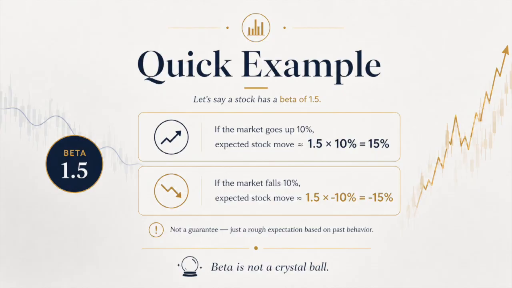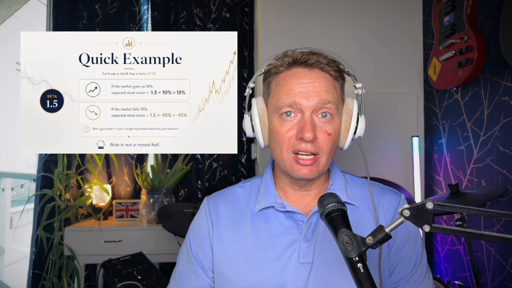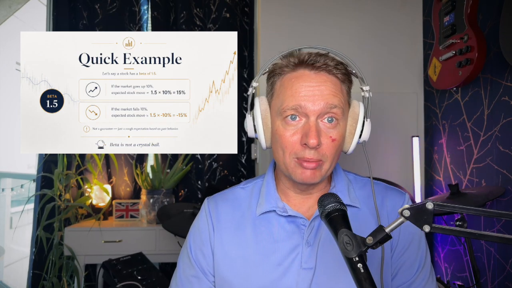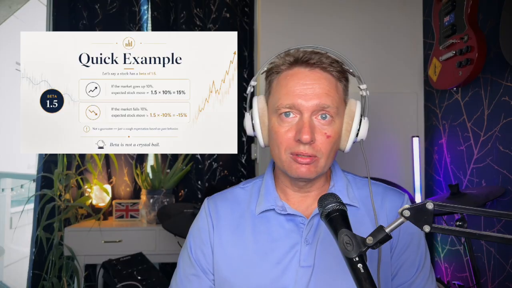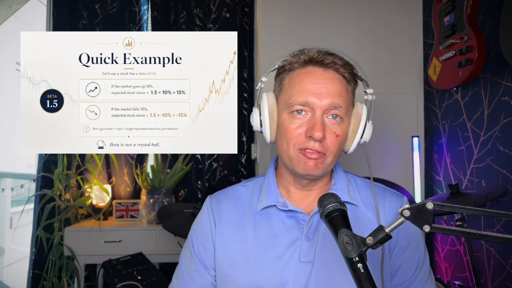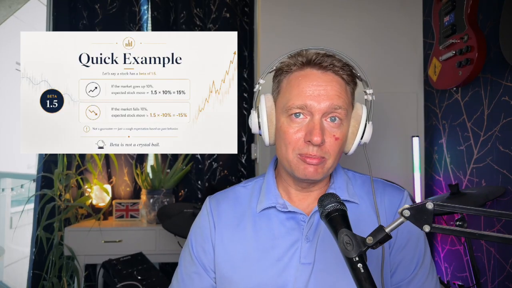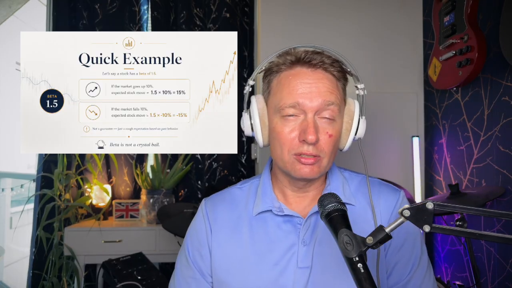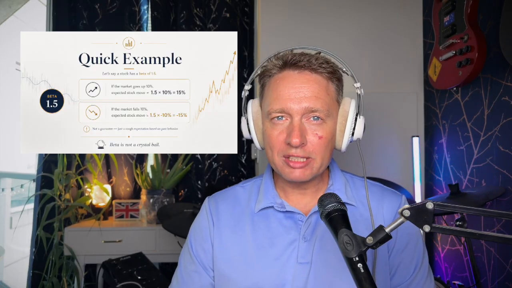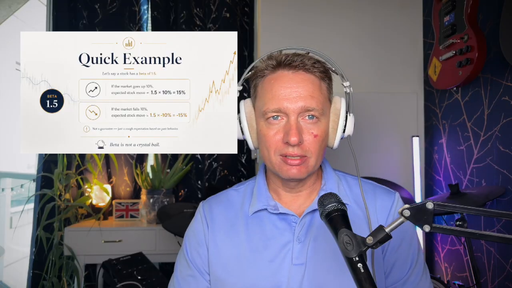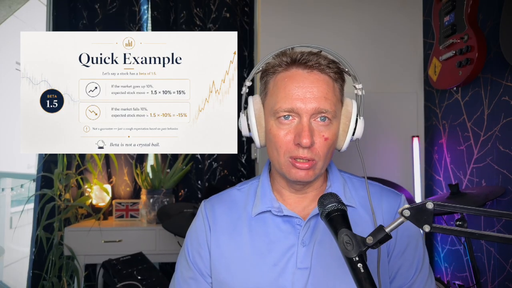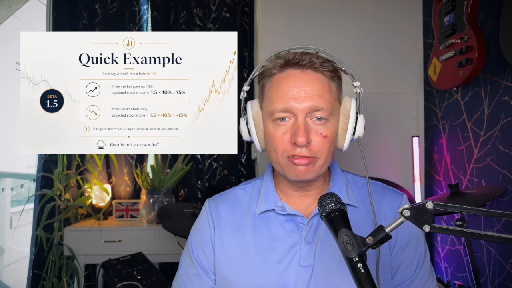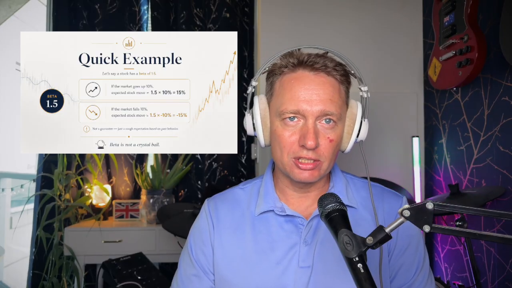So, a quick example. Let's say a stock has a beta of 1.5 and the market goes up 10%. The stock might be expected to go up about 1.5 multiplied by 10%, so 15%. But if the market falls 10%, the stock might be expected to fall about the same, negative 15%. This is, of course, not a guarantee. It is a rough expectation based on past behavior. Beta is not a crystal ball. It is more like a weather report from a slightly overconfident spreadsheet.